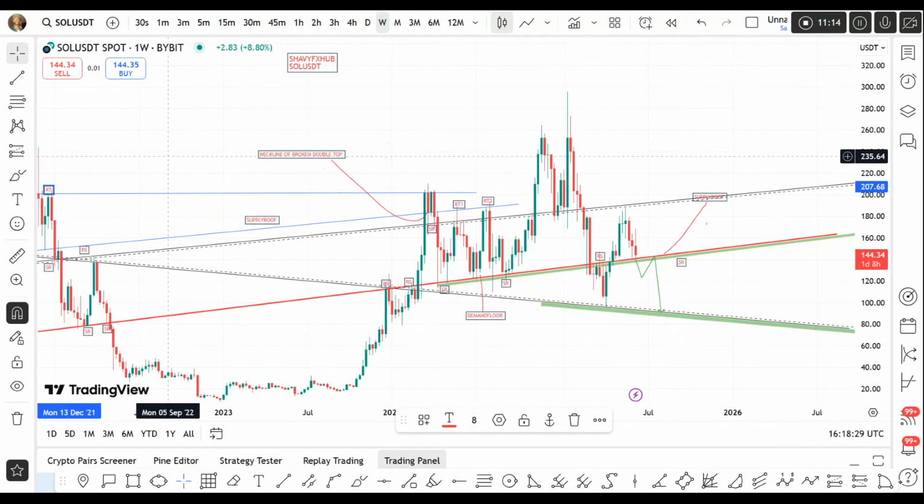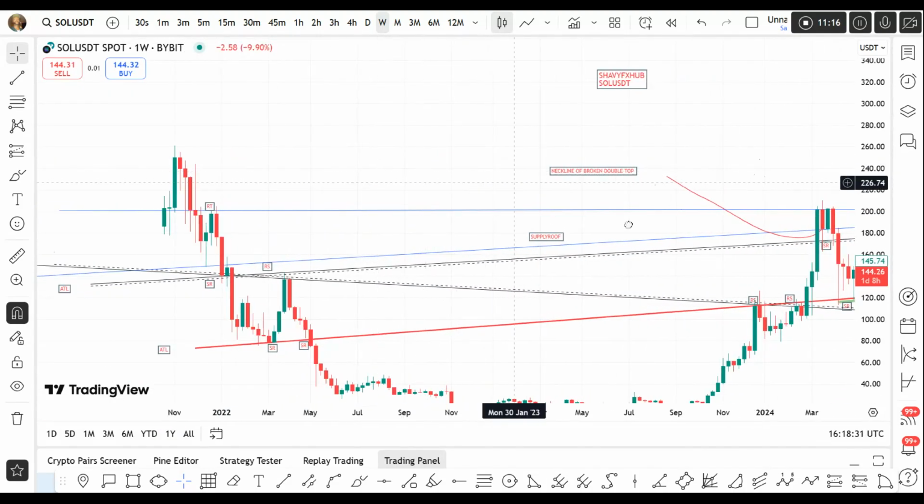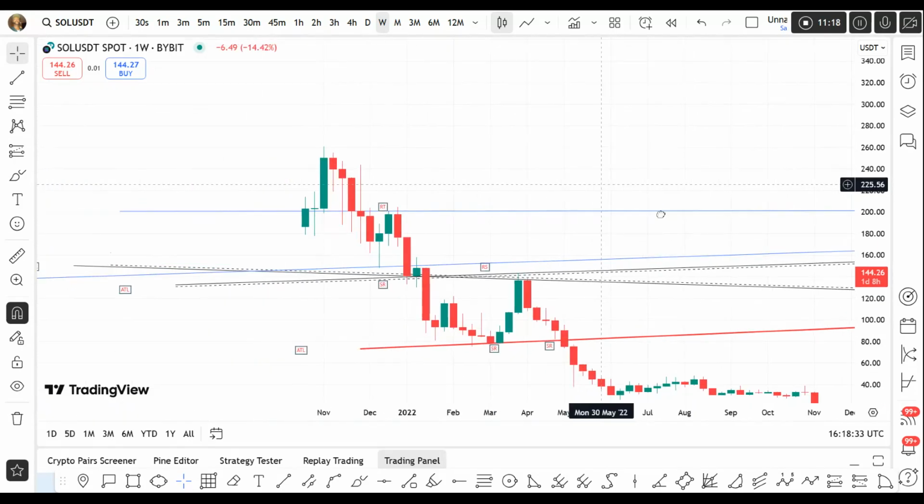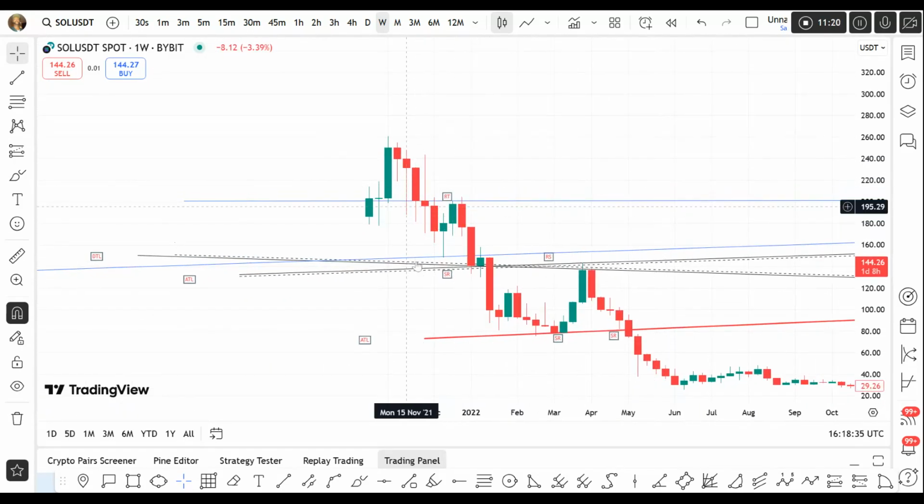Besides, you've seen the weekly candle rejection here. You can see the weekly candle rejection. Look at that candle strip. And look at exactly.